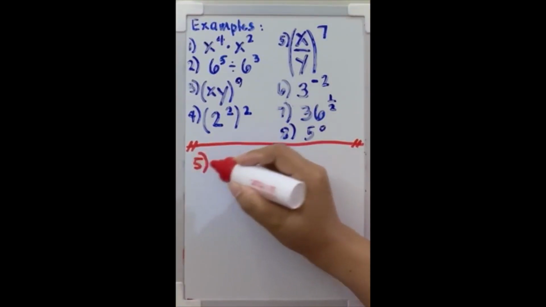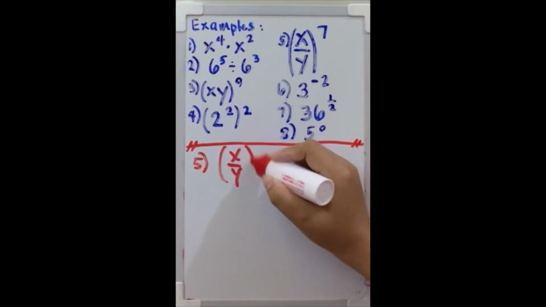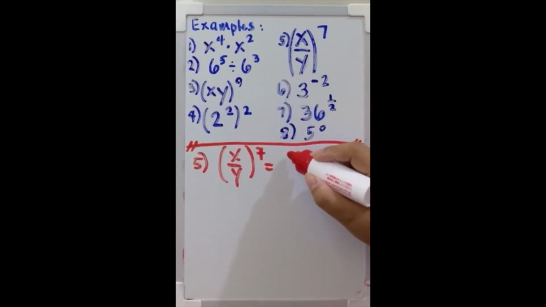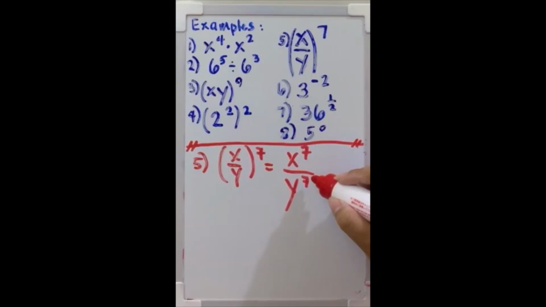Number 5, we have the quantity x over y raised to 7. So we will follow the power of a quotient rule. So x will carry the exponent 7, same with the y. So this becomes x raised to 7 all over y raised to 7.